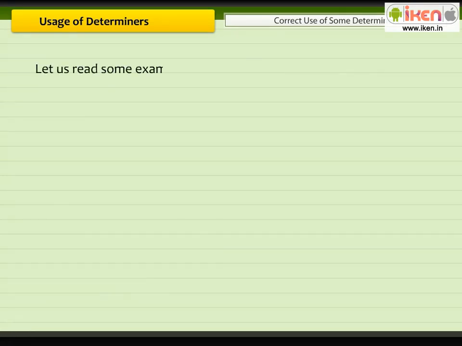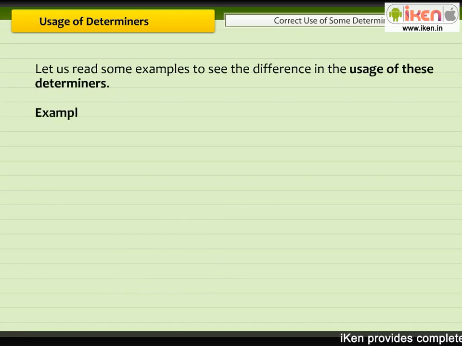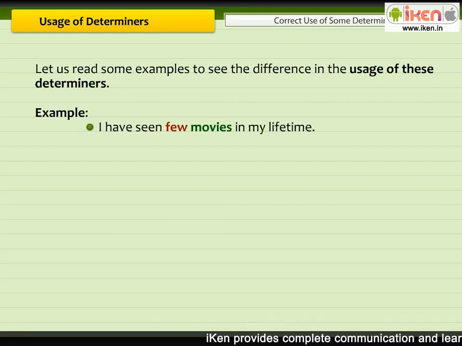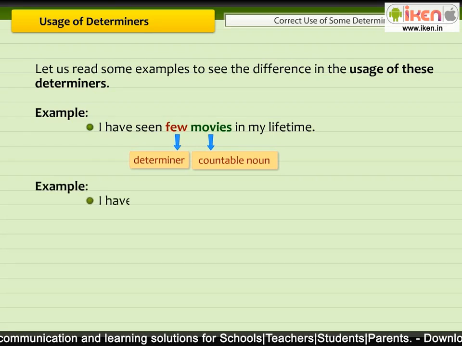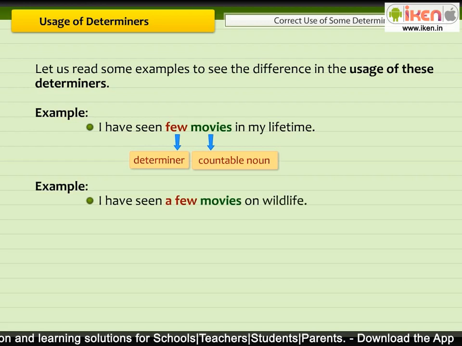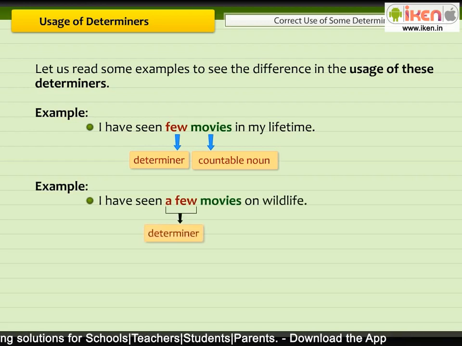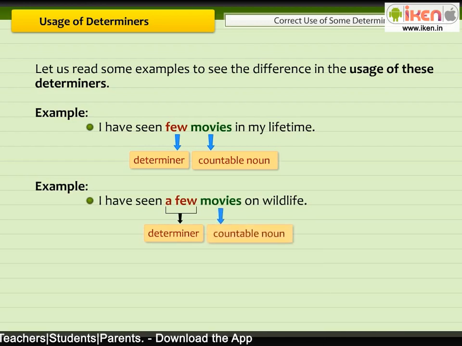Let us read some examples to see the difference in the usage of these determiners. For example, I have seen few movies in my lifetime. The determiner few is used with the countable noun movies. This sentence means that I have not seen many movies. Look at the next example. I have seen a few movies on wildlife. The determiner a few is used with the countable noun movies. A few movies refers to some movies.